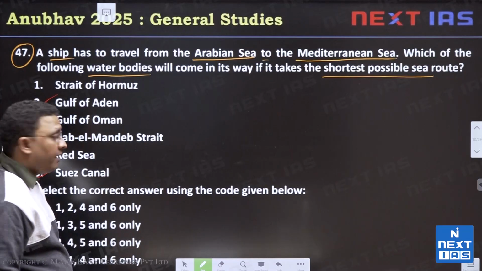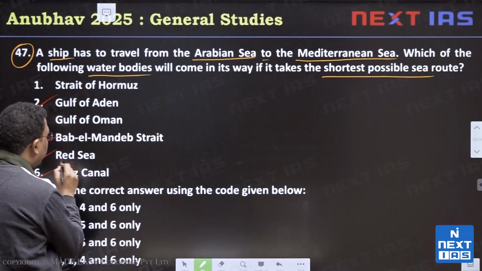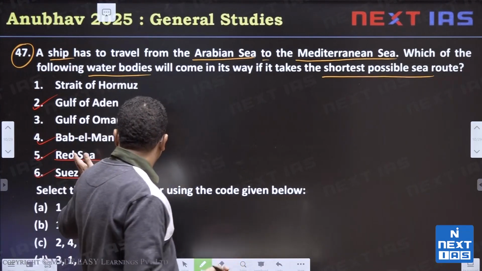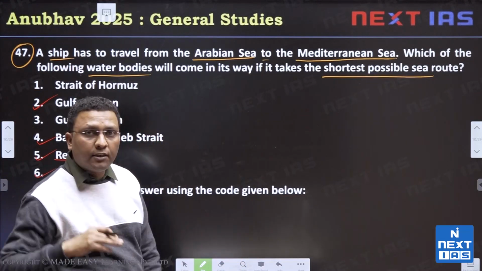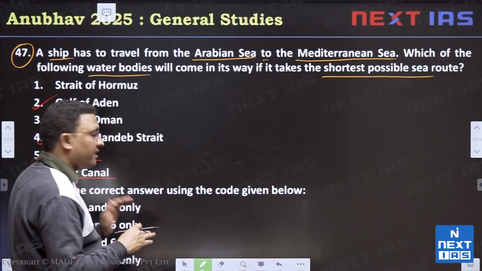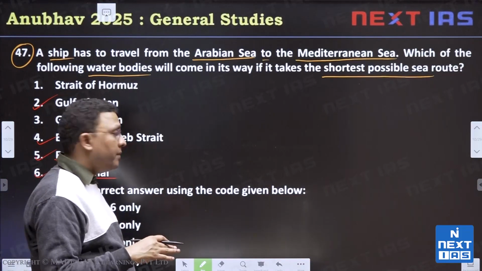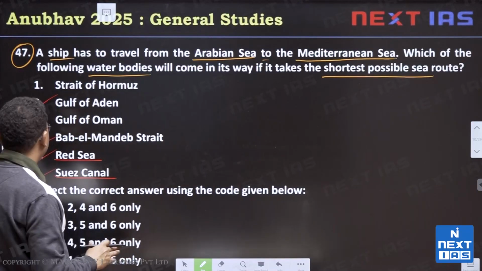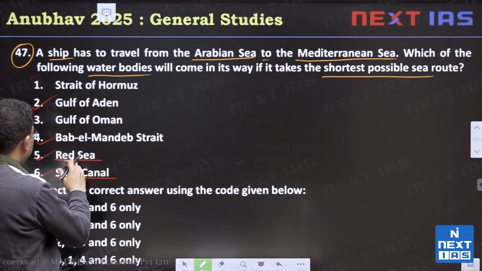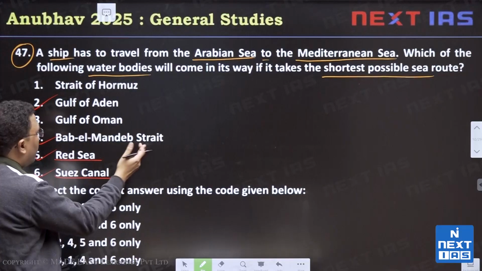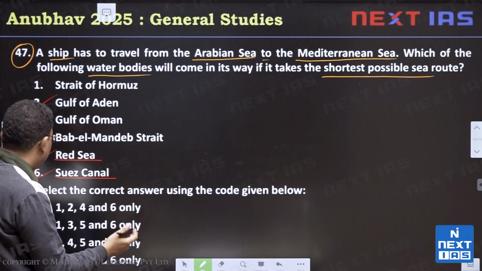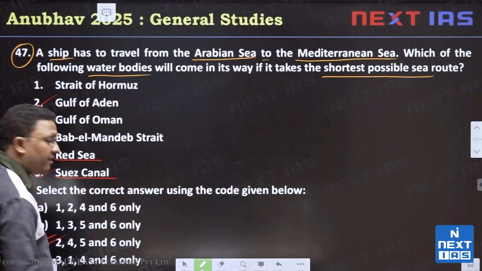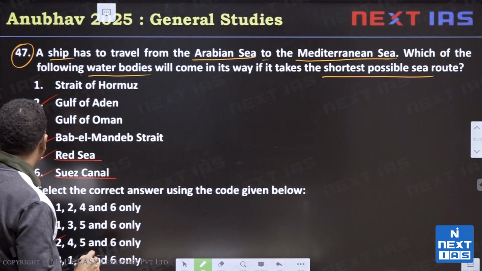If you see here, Red Sea and Suez Canal were easy to guess, right? If a ship is crossing through Red Sea, it has to cross through Suez Canal in order to enter into Mediterranean Sea. So 5 and 6 could have been easily guessed, right? Along with these 5 and 6, Gulf of Aden and Bab el Mandeb Strait will also come on the way. So that means 2, 4, 5 and 6, C is the correct answer here, right?